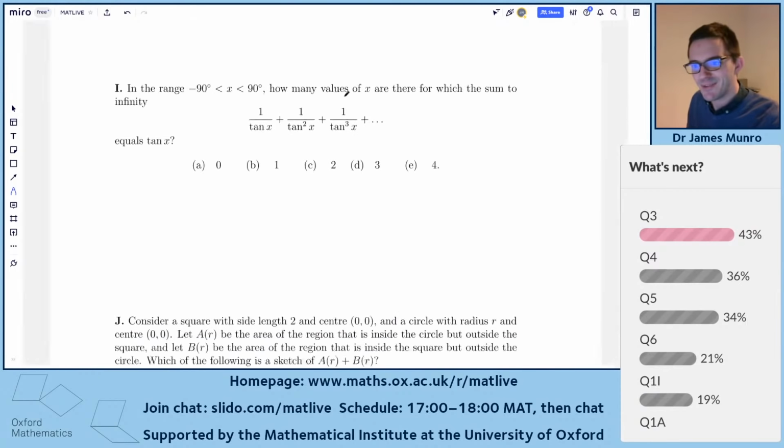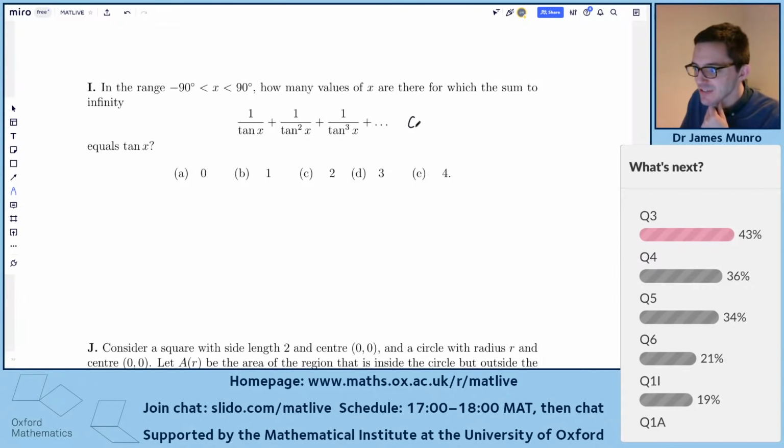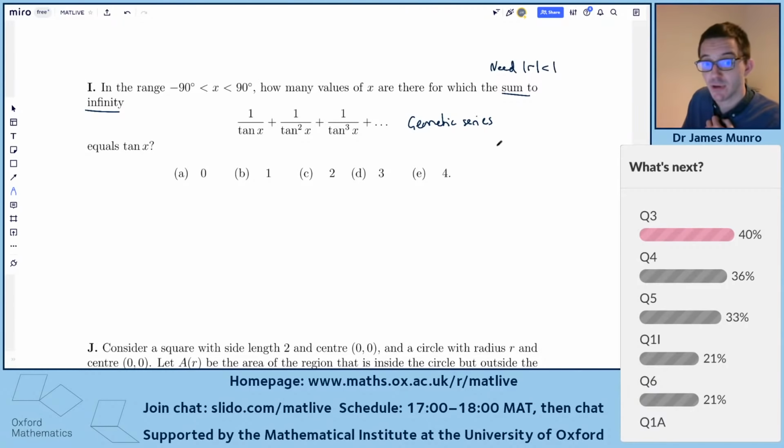I caught people out because it is a geometric series. We've got this geometric series. We want this to be equal to tan x, but in order for us to write down the sum to infinity, we need the common ratio to be between -1 and 1. So that gives us an extra condition there. We need this thing here for this geometric series. We need 1 over tan x to be between -1 and 1 for this sum to make sense.